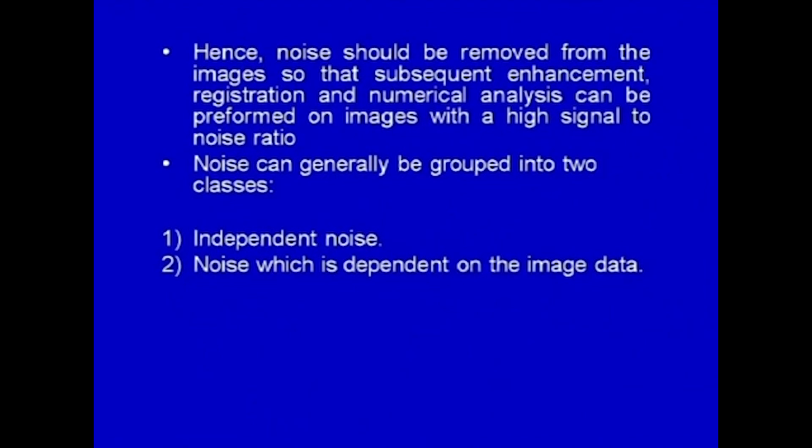Hence, noise should be removed from the images so that subsequent enhancement, registration and numerical analysis can be performed on the images with a high signal to noise ratio. Noise can be generally grouped into two classes: image independent noise, and noise which is dependent on the image data.